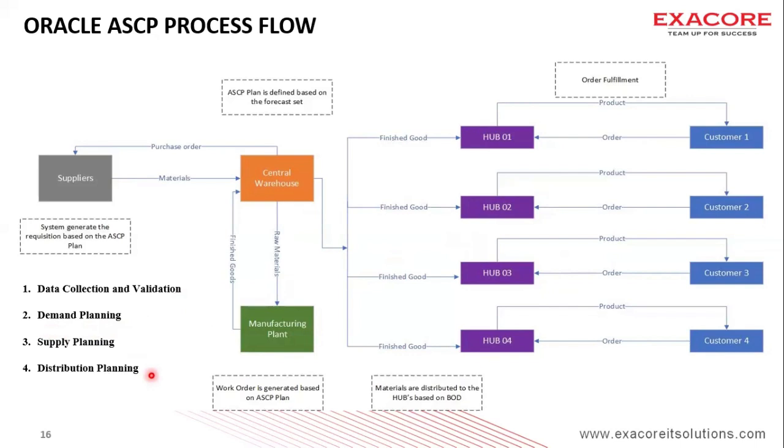And the last is distribution planning, where ASCP will generate transfer orders from the central warehouse to the corresponding hubs to meet the demand. ASCP will also monitor the inventory levels at the hubs as well as the central warehouse to maintain optimal stock levels. If it goes below or above the optimal stock level, it generates replenishment orders to fulfill that. So this is how ASCP will operate and collect data to fulfill our entire order fulfillment cycle.